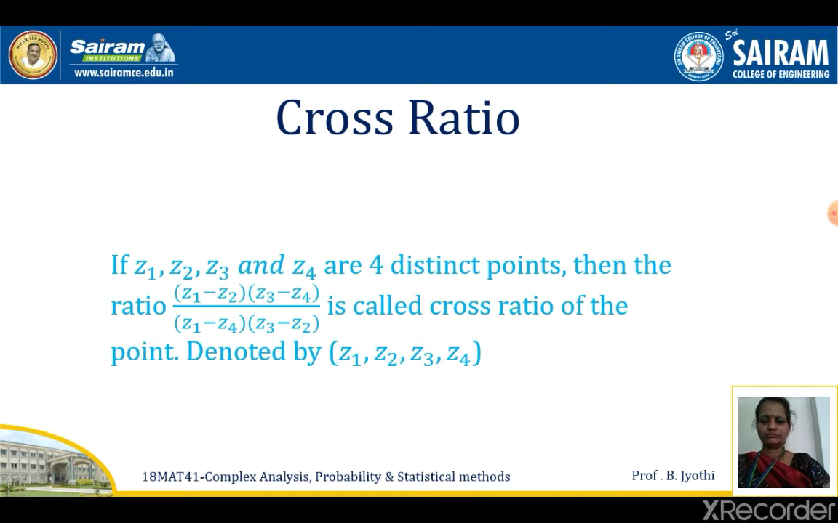Cross ratio. If Z1, Z2, Z3 and Z4 are four distinct points, then the ratio (Z1 minus Z2) into (Z3 minus Z4) divided by (Z1 minus Z4) into (Z3 minus Z2) is called the cross ratio of the points, denoted by the 4 points Z1, Z2, Z3 and Z4.